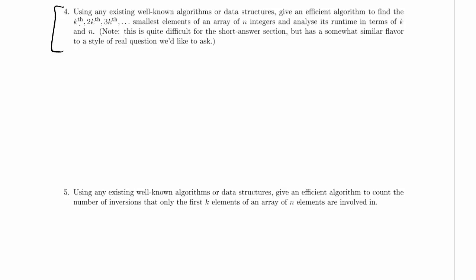If k were larger than n, then you're going to look for like the n plus 1th smallest element. Well, there is no such element, so you'll stop right away. You won't give anything back. So it probably does make sense here to assume k is less than or equal to n.